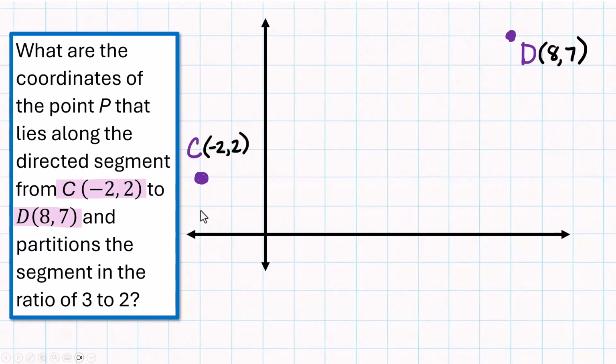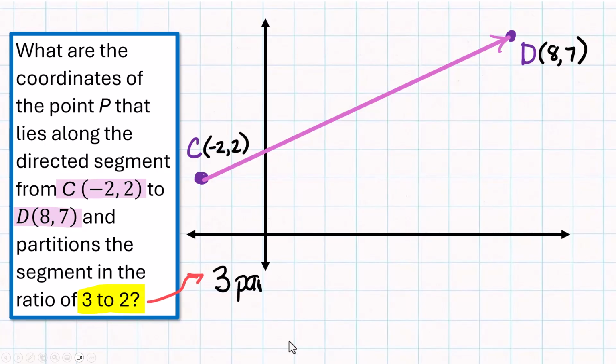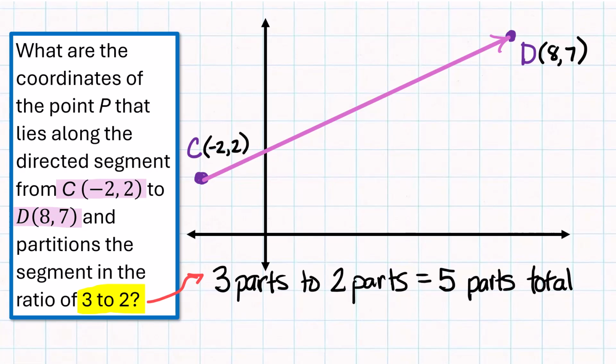A directed line segment just means they're telling you it's starting at C and going to D, but it stops at D. It's not like a ray that would keep going. And partition means to divide. So we are going to partition this in such a way that we are comparing 3 parts to 2 parts, which means we have to take this line and divide it into 5 equal parts. And the point we're going to be looking for is the one that breaks it up. So there's 3 parts on one side and 2 parts on the other.